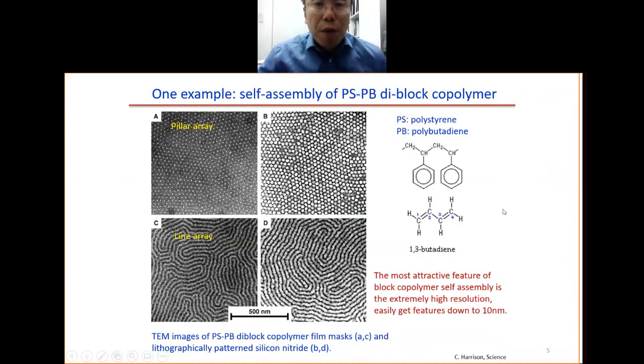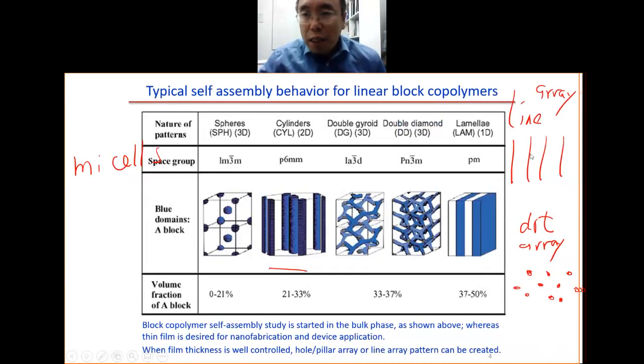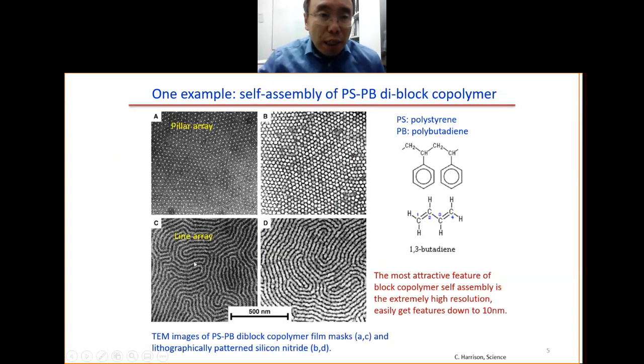Now here is one example of block copolymer self-assembly. This is the dot array and this is the line array. This is after self-assembly, after removing one block. B and D are after etching into the silicon nitride. So here is the silicon nitride pattern. In this case, we have polystyrene and the other block, polybutadiene. This gives you very high resolution. The most attractive feature of block copolymer self-assembly is very high resolution. You can easily get feature sizes down to 10 nanometers.